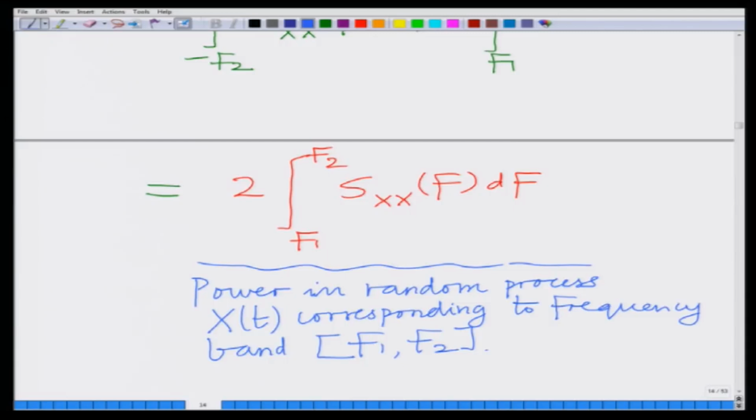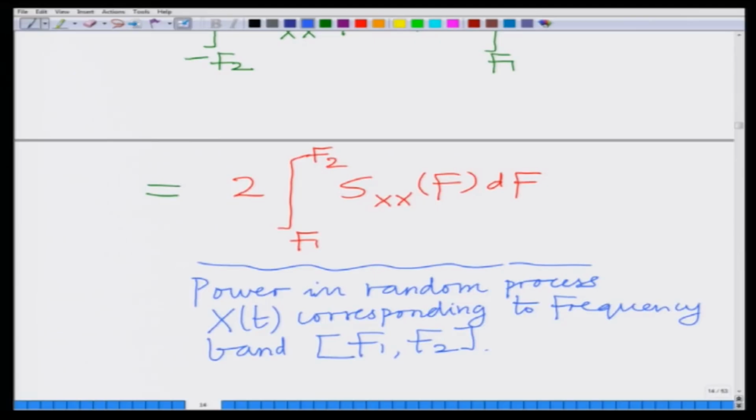So, the total power is basically the integral of the power spectral density over the entire frequency band, that is minus infinity to infinity, and the power of the random process x(t) corresponding to a particular spectral band between f1 and f2, that is, corresponding to the bandwidth f2 minus f1, is twice the integral from f1 to f2 of the power spectral density Sxx(f) multiplied by df. So, twice the integral of the power spectral density between f1 and f2 yields the power of the random process in the spectral band f1 to f2, and that is a very interesting result, as we are going to see in an application shortly.